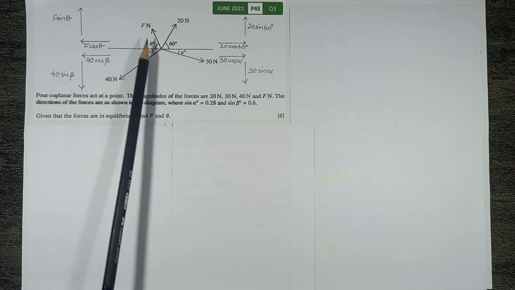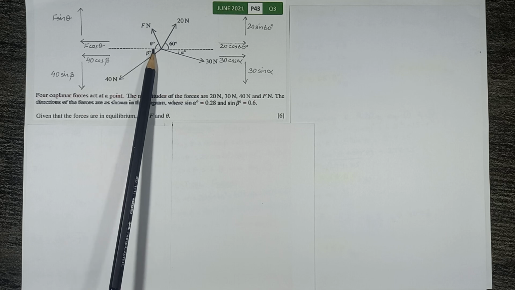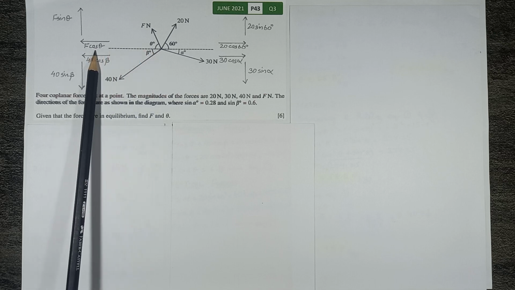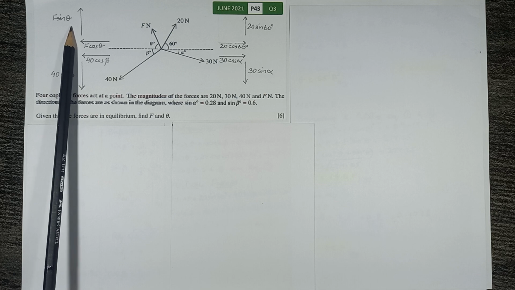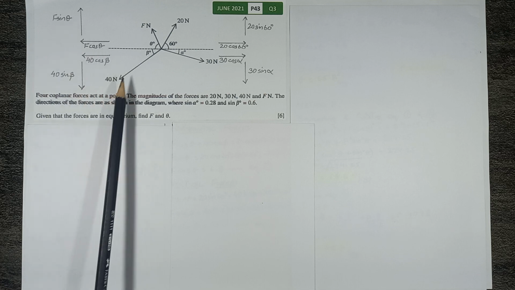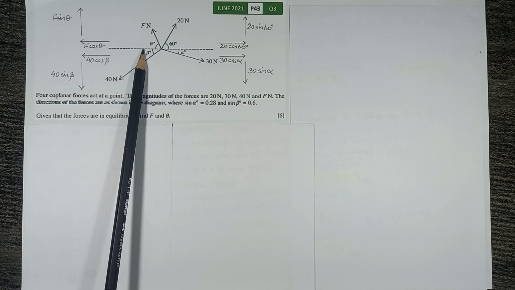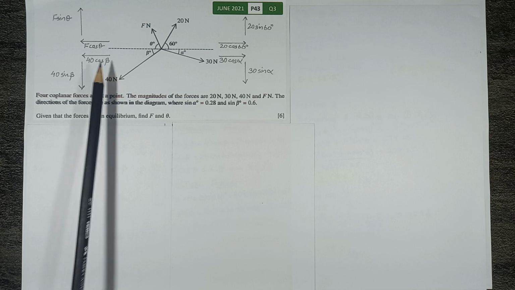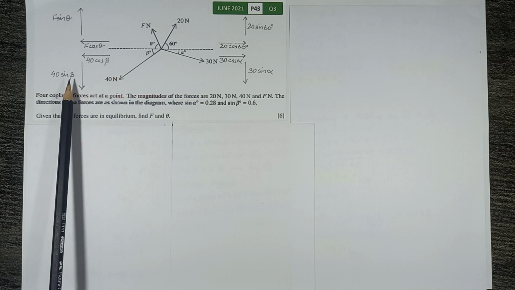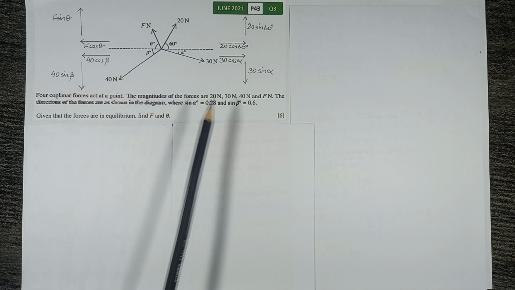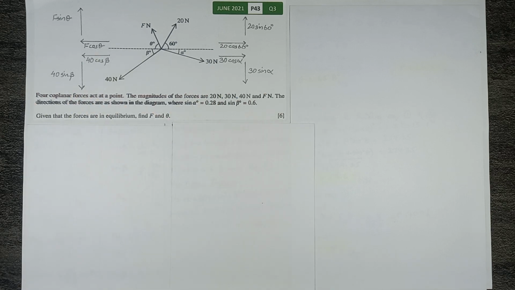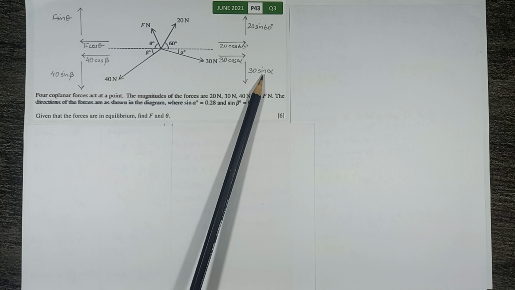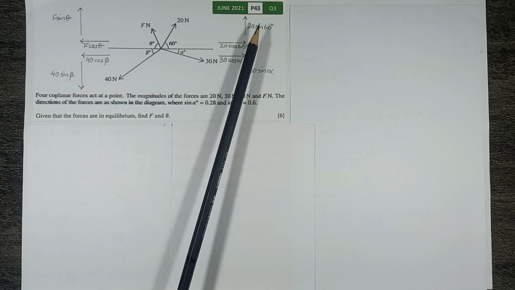Similarly, F is the force making an angle theta with the x-axis, so the horizontal component would be F cos theta and the vertical would be F sine theta. And finally, the 40 Newton force is making an angle beta with the x-axis, therefore the horizontal component would be 40 cos beta and the vertical component would be 40 sine beta pointing downward. Now because we have all the components, we can see that we have the sine of a particular angle and a cos of a particular angle.